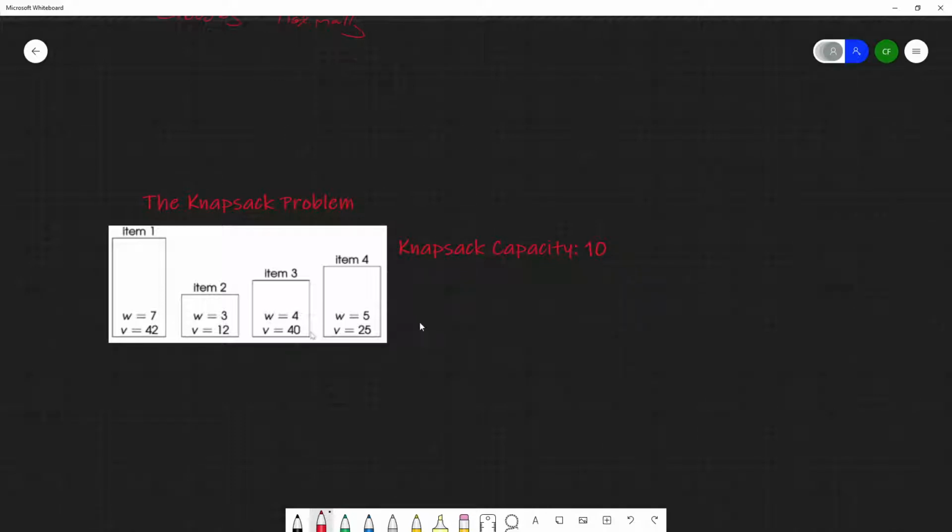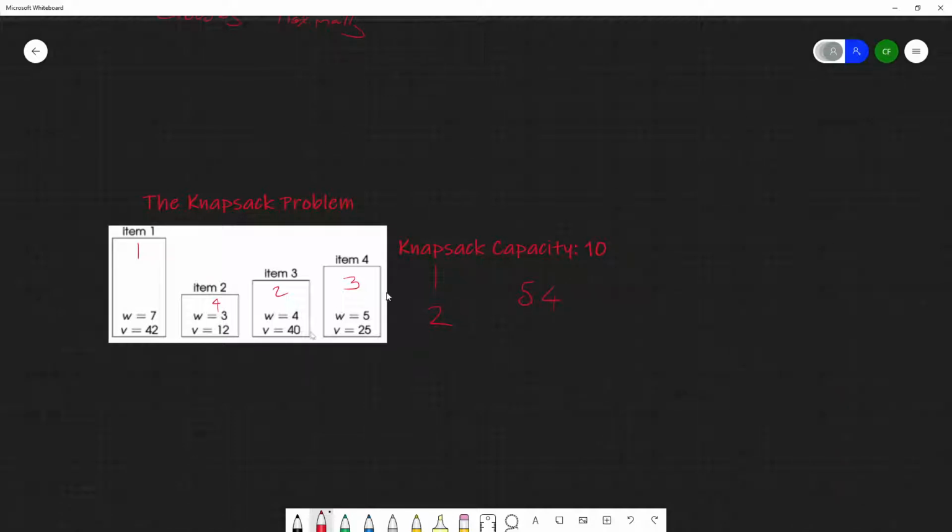A greedy algorithm will often sort these items in order of greatest to least worth, which would be this one first, second, third, fourth, and it will just put them in the knapsack in order. So one will get put in, now the knapsack's weight is 7, and then it can't put 5 in because it goes over 10, can't put 4 in, it goes over 10, so this one gets put in, so that's 2 items in there, and the total value in the knapsack is 54.